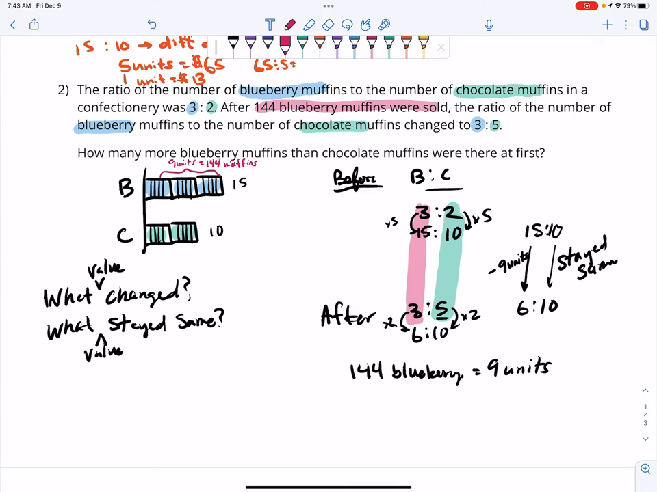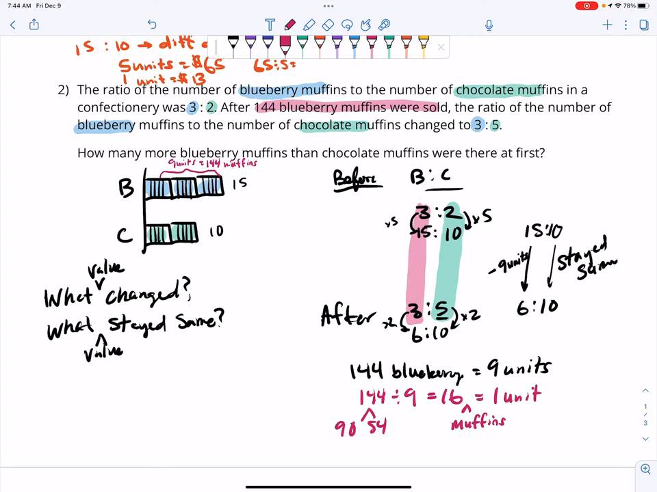All right, so if we do that, we can calculate the value of 1 unit by doing 144 divided by 9. And 144, you could set this up as long division, or I'm going to think of this like a 90 and a 54, because 90 divided by 9 is 10, 54 divided by 9 is 6, so that is 16. So 1 unit is the same as 16 muffins.